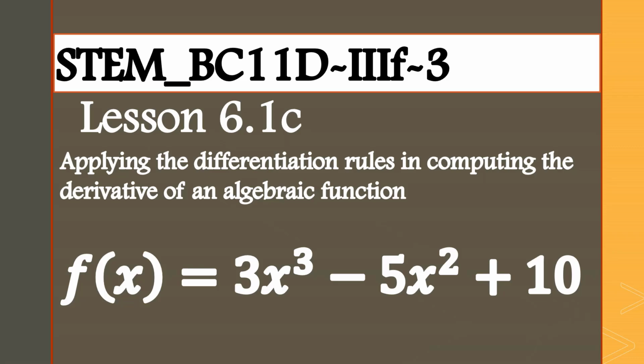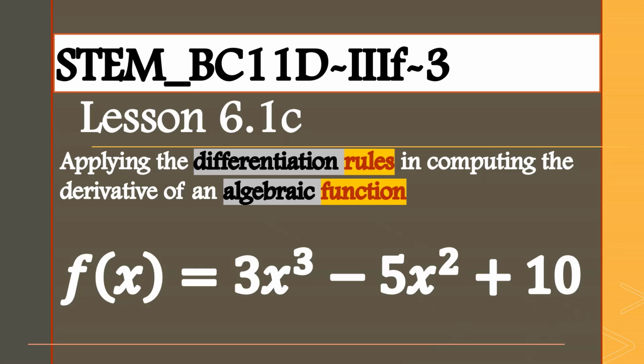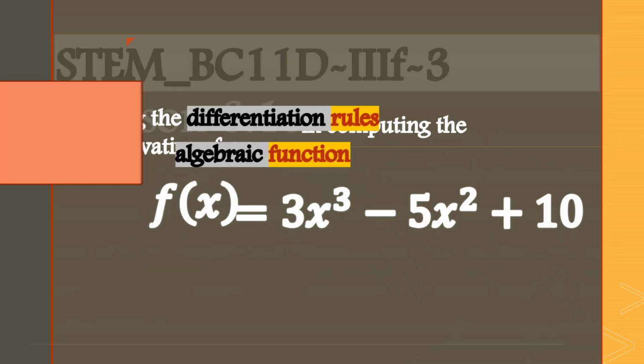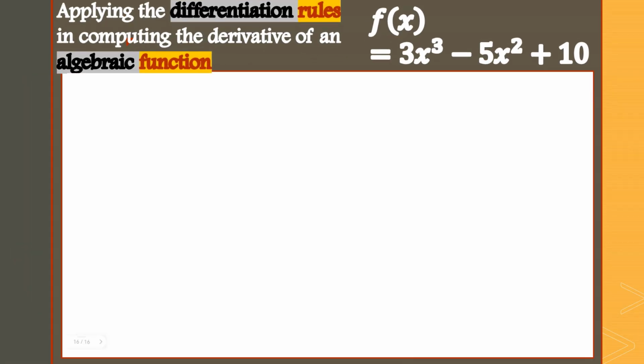Let's apply the differentiation rules in computing the derivative of this given function. Let us apply the newly learned and proven rules on differentiating sum or difference of functions, together with the previously proven theorems such as constant multiple and power, in solving or computing the derivative of this given function here. So we have this function: 3x cubed minus 5x squared plus 10.